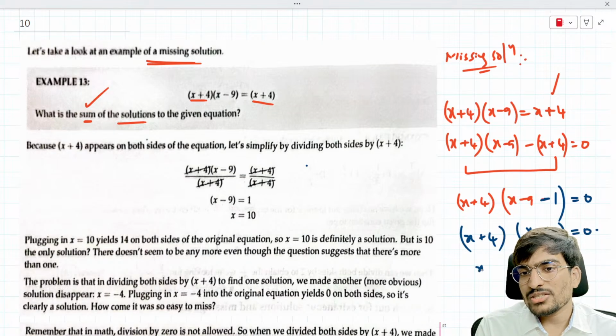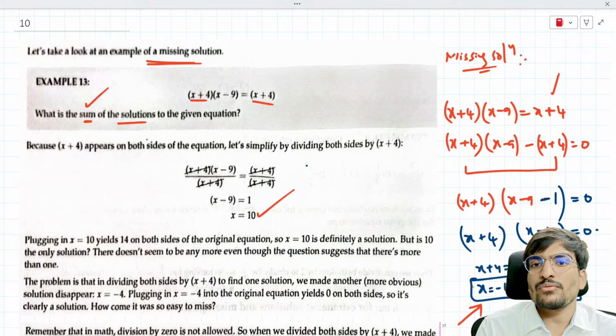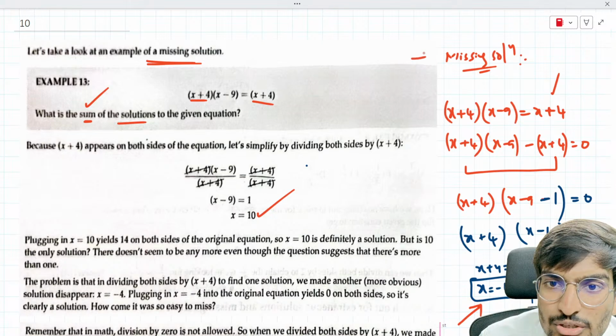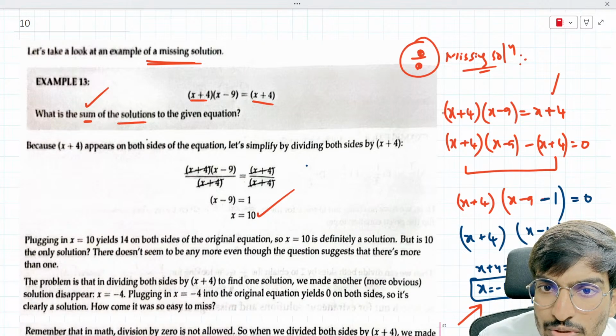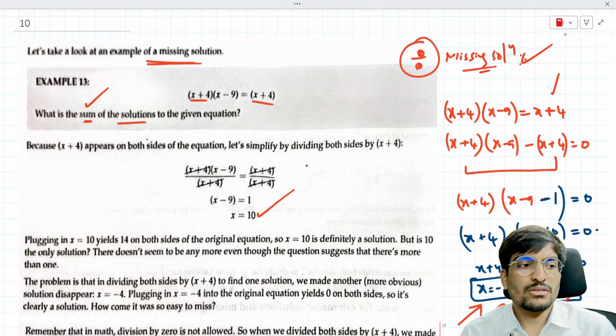So what is the x value? x plus 4 equals 0 and x minus 10 equals 0. x equals negative 4 and x equals 10. So what are the x values we got? One is 10. In the quick method we also got one x value as 10, but we missed a solution. Whenever you divide, you miss a solution. That is what the topic is all about.